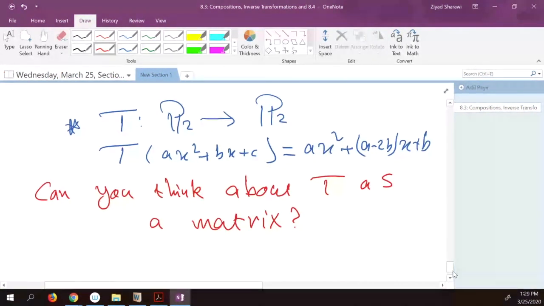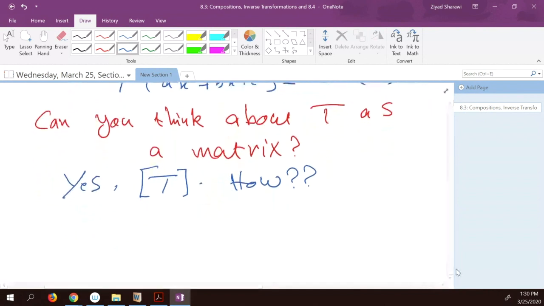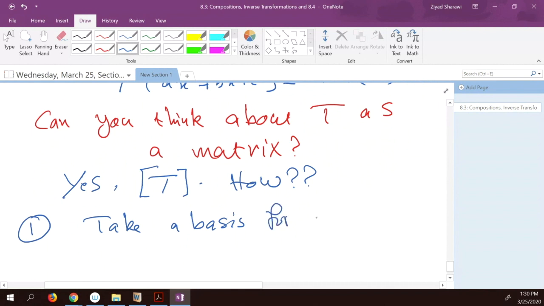So here, yes, we can think about T as a matrix. How? Well, here is the idea. Step number one, take a basis for your domain. You know the domain here. The domain is P2. Take a basis for P2.